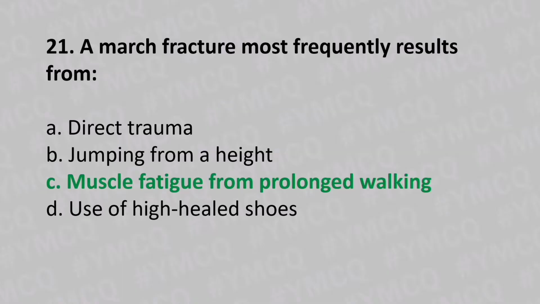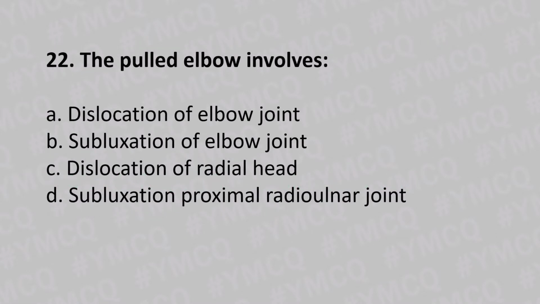Moving to our 22nd question. The pulled elbow indicates option A, dislocation of the elbow joint. Option B, subluxation of the elbow joint. Option C, dislocation of the radial head. Option D, subluxation of the radioulnar joint. And the answer is option C, dislocation of the radial head.